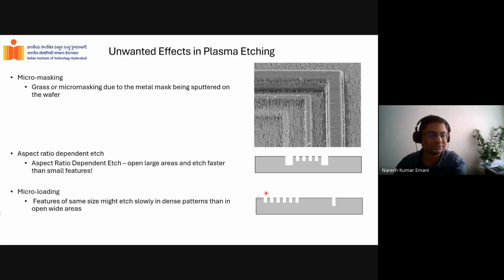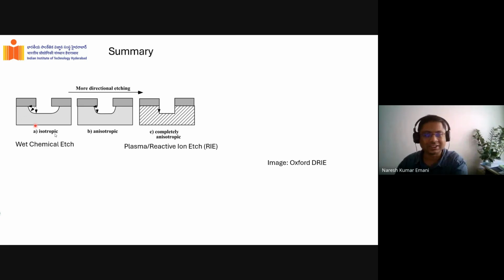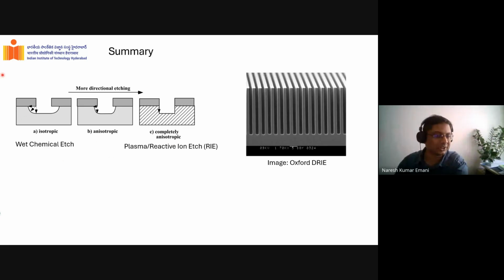And then you also have, if you have openings in one small area, isolated openings versus a periodic opening here, because the gases are more distributed here, the effective etch rate here is going to be lower than the etch rate there. These are all effects that can happen and need to be considered and analyzed. In summary, it's not enough to have this. You want to go here, right? This is so beautiful that Oxford is selling machines based on these kinds of images.